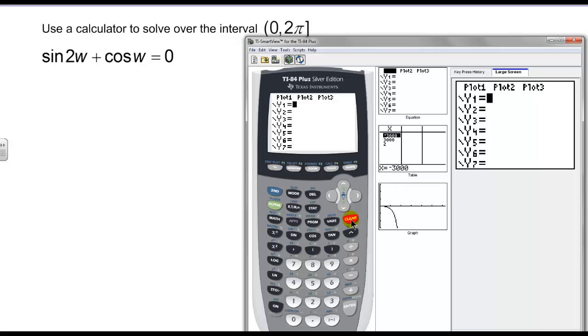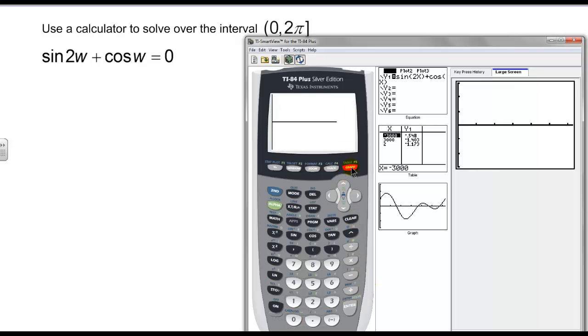And then we're going to go to y equals. If you have anything in there, clear it out. And say we have sine of 2 theta, which is like 2x, close your parentheses, plus cosine of x. And then for a second graph, I'm going to graph 0. When I go ahead and graph that, here's what it looks like. And what I'm looking for is where does this graph equal 0. So I'm looking for 1, 2, 3, 4 intersections is basically what I have.